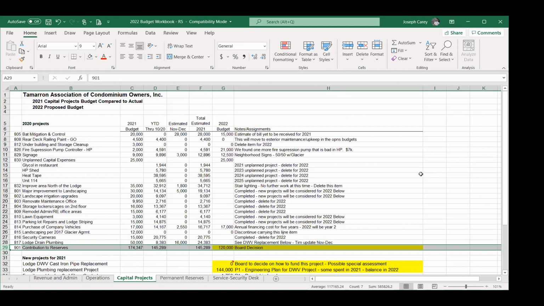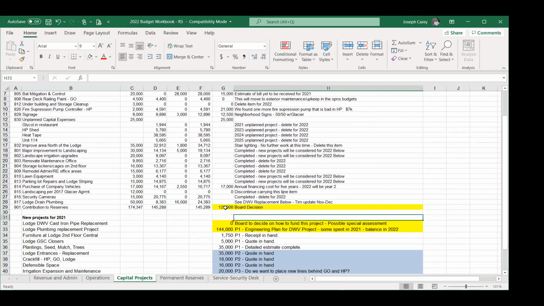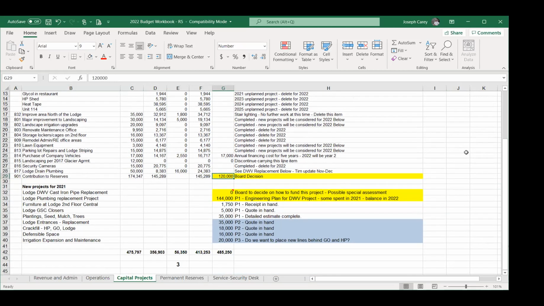And then contribution to reserves. This is a number we plug in to meet certain levels of reserves. I've got this yellow highlighted, and I'm going to leave it there because I think we're going to have to discuss that tomorrow, once we've got all through this and we've done all the puts and takes. That's a number that's going to get a lot of attention. Yeah, I agree. I think that's a number we can adjust.